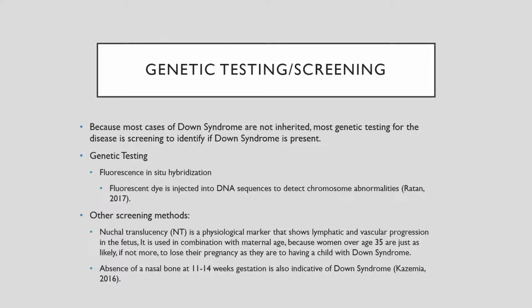A few others include nuchal translucency, which is a physiological marker that shows lymphatic and vascular progression in the fetus. Now, this is also used in combination with maternal age because women over age 35 are just as likely, if not more, to lose their pregnancy as they are to have a child with Down syndrome. Absence of a nasal bone is also indicative of Down syndrome. Usually if there's no nasal bone by 11 to 14 weeks gestation, the child will have Down syndrome.